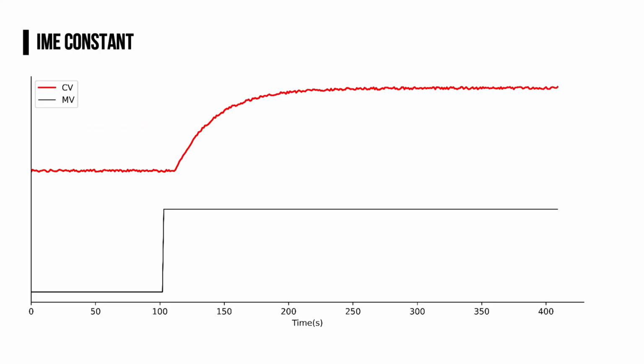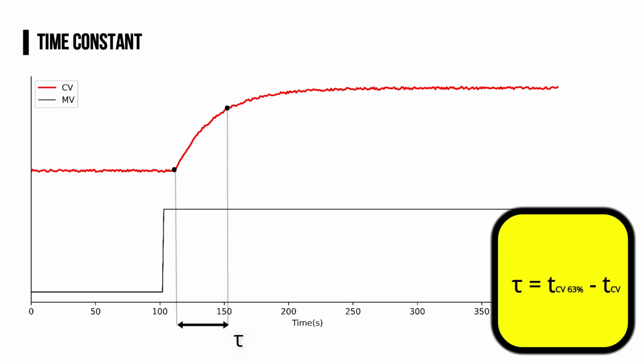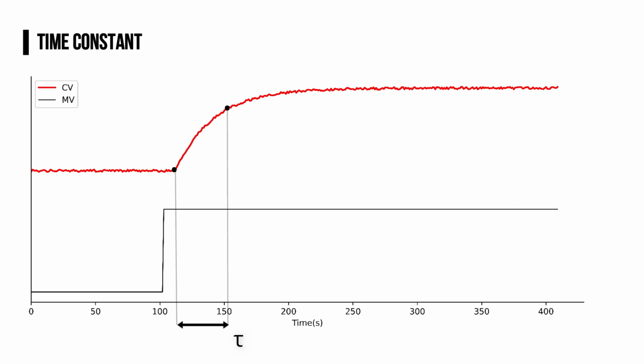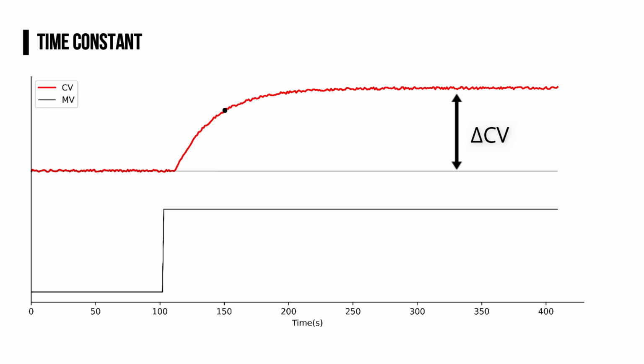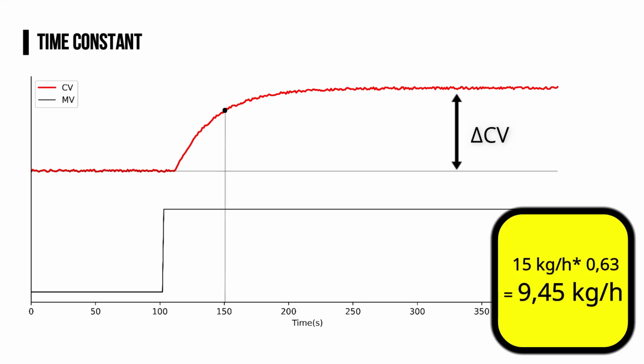Time constant is the time required for the controlled variable to reach 63% of the total final change from the starting point of the change. Time constant unit is usually seconds or minutes, and it's really easy to solve. First, we multiply the full change of the controlled variable by 0.63, and then add the result to the value of the CV before the change. Then simply find the time of the 63% change and subtract the start time of the CV change. In our example, it's a 40 seconds time constant.